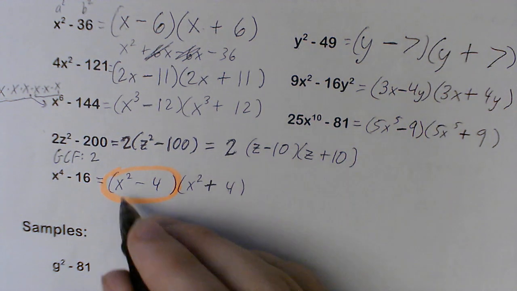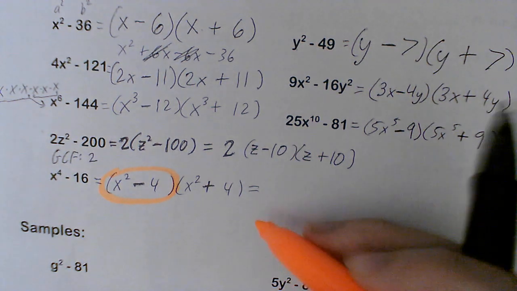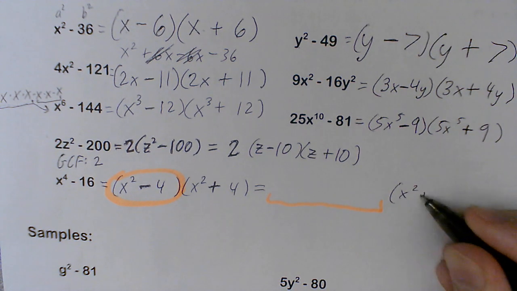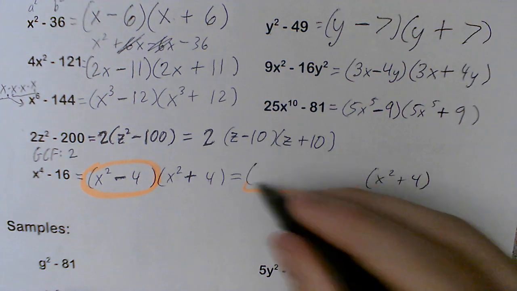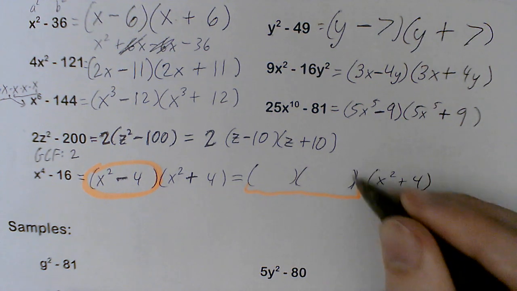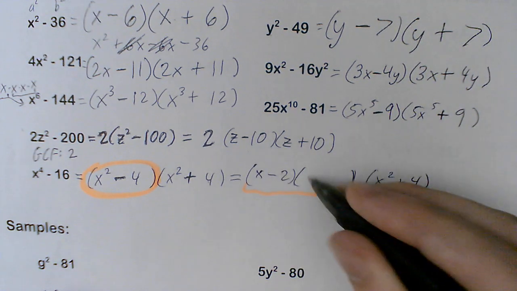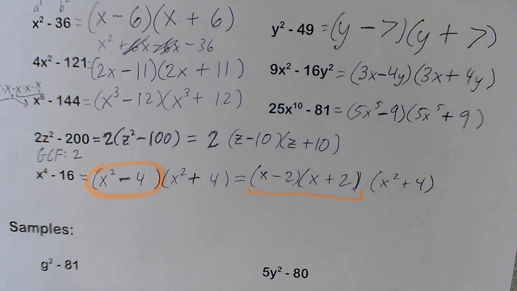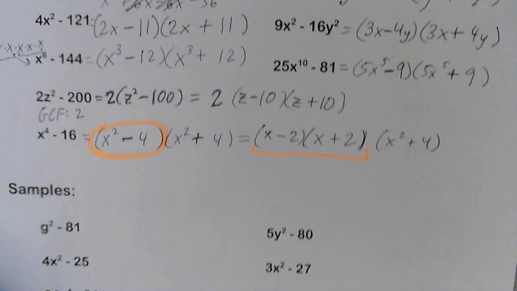X squared minus 4, however, is a difference of squares, which means we have to rewrite that x squared minus 4 in its factored form. Now we're going to keep the x squared plus 4. Don't forget about it. It's still there. But we have to rewrite x squared minus 4 in its factored form. So that's going to be the square root of x squared, which is x, the square root of 4, which is 2, x minus 2, x plus 2. And there are three factors. So this factored form has three factors: x minus 2, x plus 2, and x squared plus 4. Alright, I'd like you to work on the sample problems on your own.